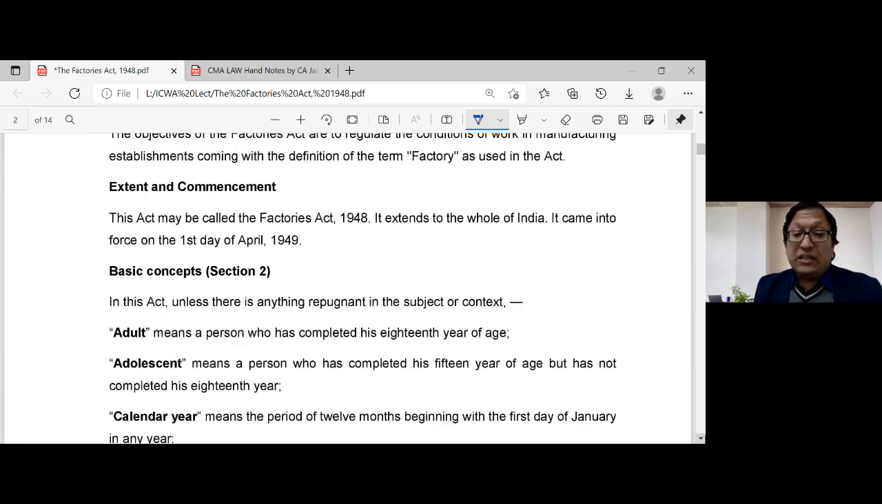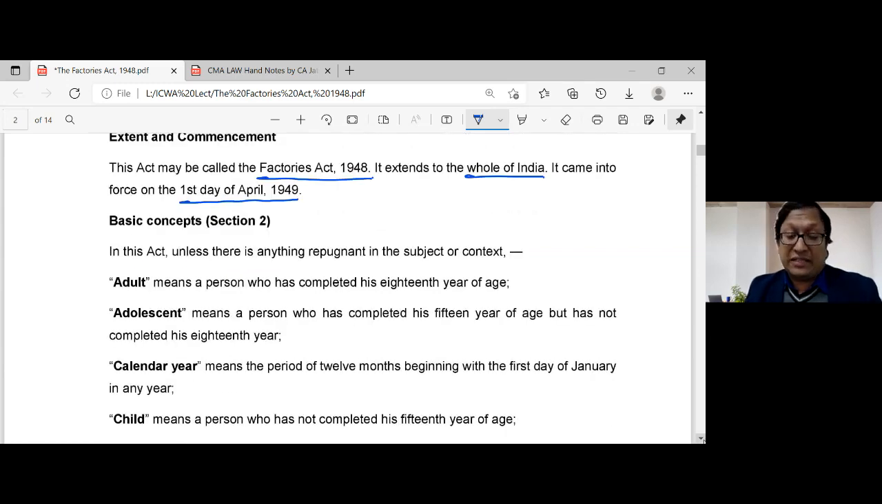This act is applicable to the whole of India, including the state of Jammu and Kashmir. It came into force on 1st April 1949. The act is called the Factories Act 1948, applicable to the whole of India, and it came into force on 1st April 1949.